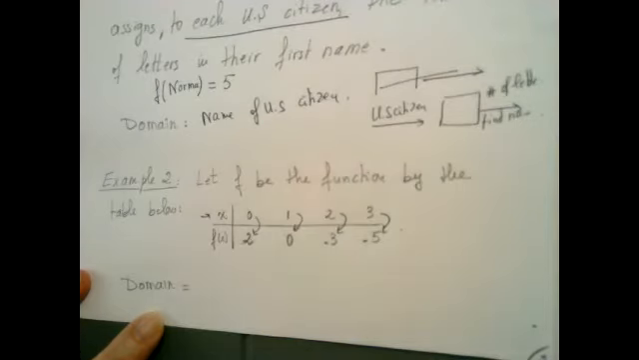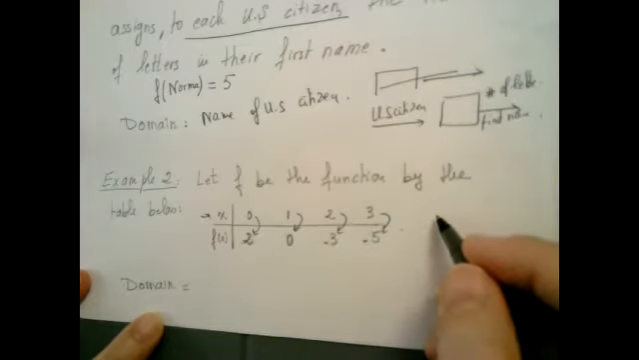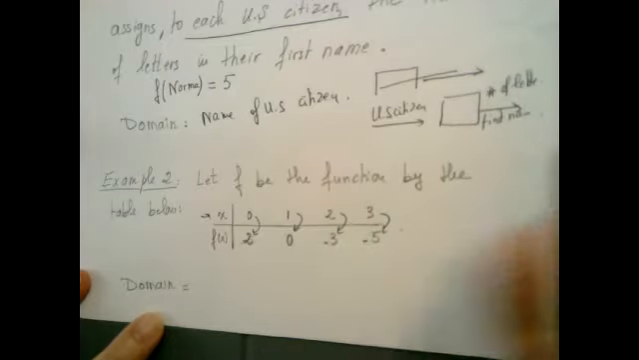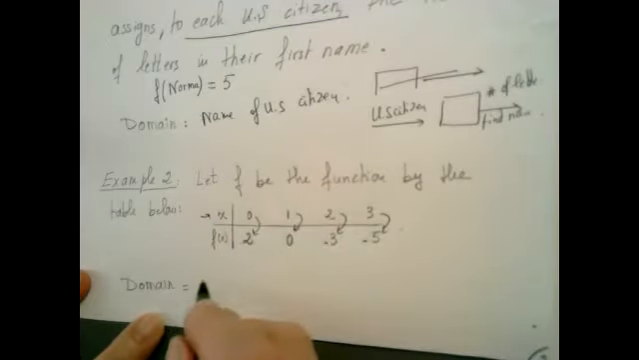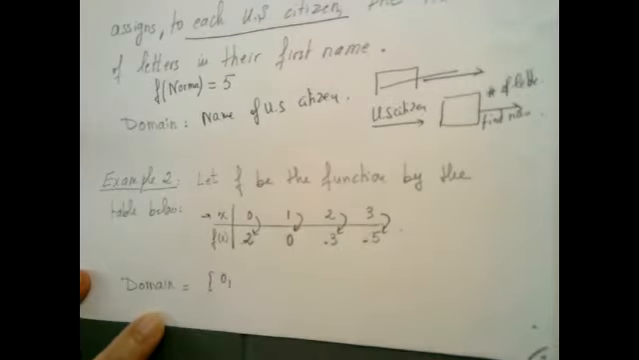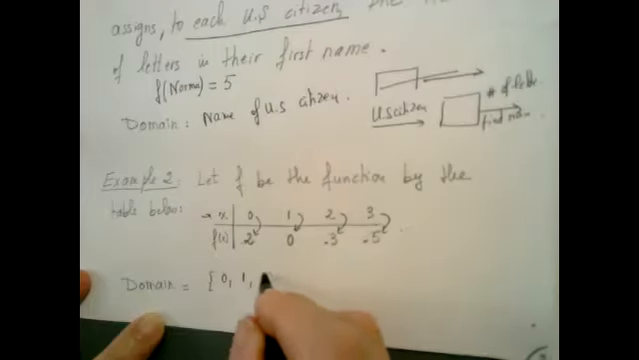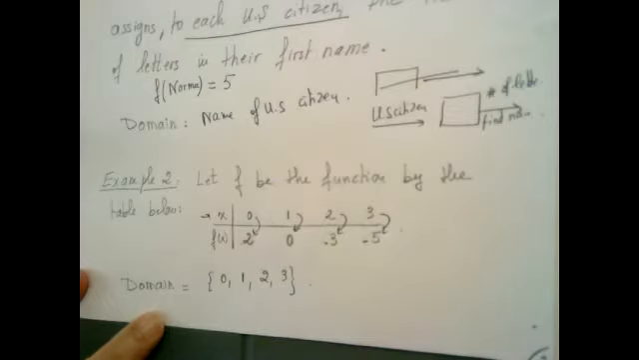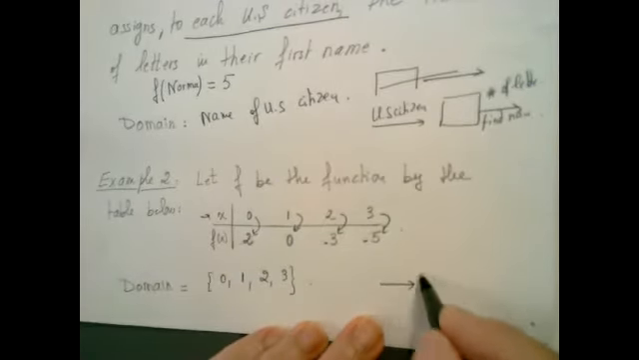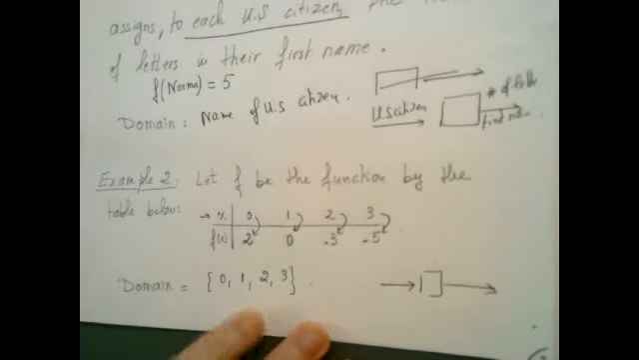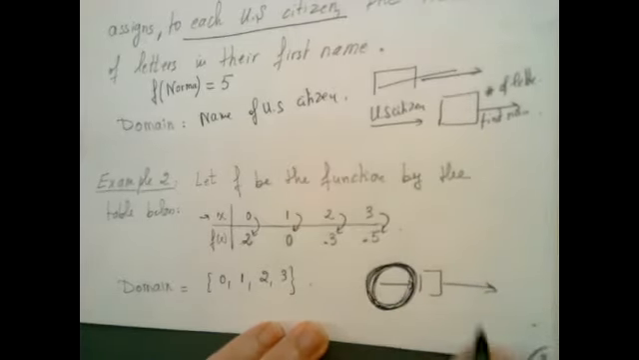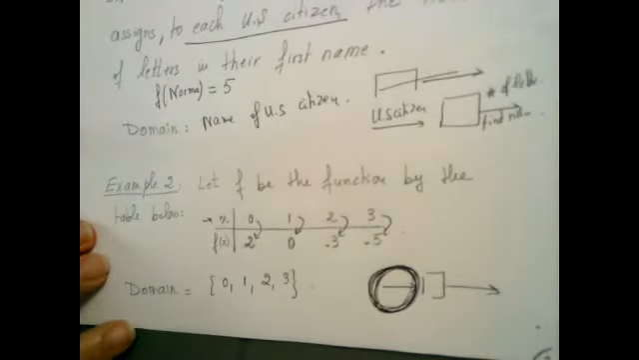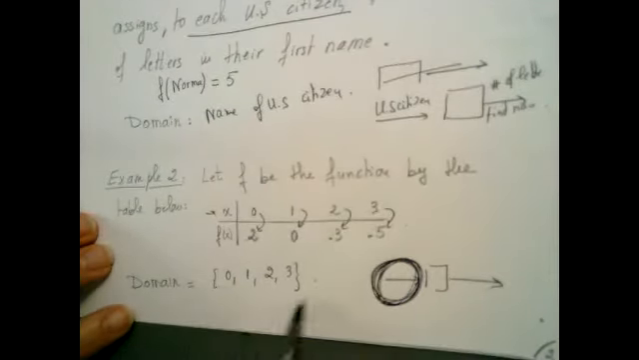So the domain is all the input values. If I tell you what is f of 4, you would tell me, I don't know what f of 4 is because there is no output for f of 4. So in this particular problem, the domain is the numbers 0, 1, 2, and 3. The domain is all the inputs, the things that we assign something to. So in this very simple scenario, the domain is 0, 1, 2, 3.